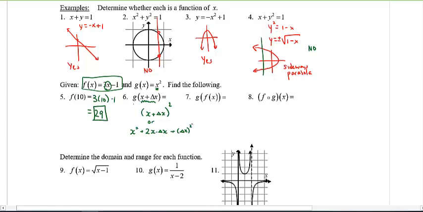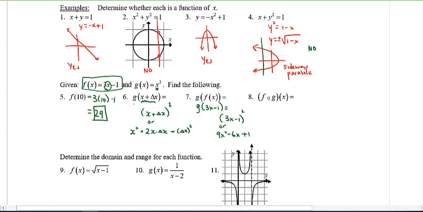Now, number 7, this is a function within a function. Hopefully you remember this is called a composite function. So notice the f of x function is really 3x minus 1. So in essence, wherever I see x in the g function now, I want to replace it with 3x minus 1, all squared. Or if you were to expand that out, yep, that's good as well.